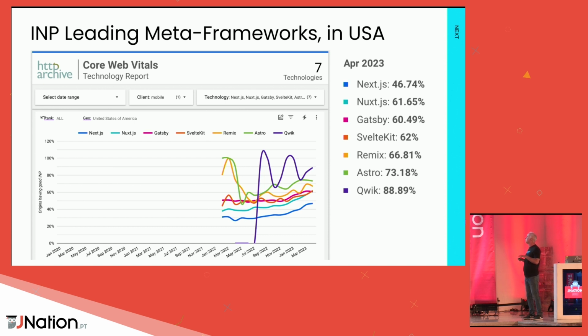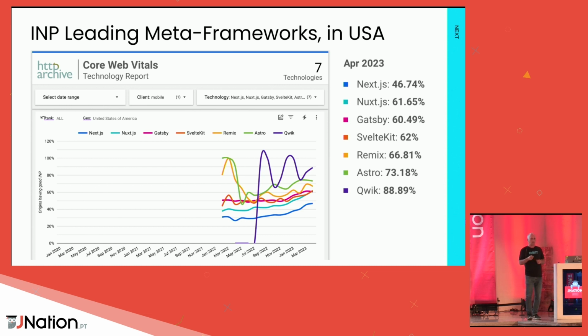Again, Astro has this benefit of hardly doing hydration. Quick, with all the tricks that it does, also gets pretty good scores. But again, reminder, really small number of sites. For the others, they're in the 60s. For Next.js, it's even worse. Again, I'm really hoping that React Server Components is able to lift Next.js up.